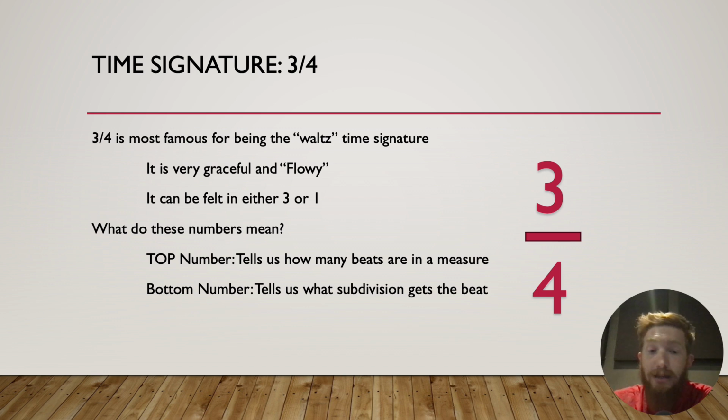But as a reminder, the top number tells us how many beats are in a measure, and the bottom number tells us what subdivision gets that beat. So in the case of 3/4, the quarter note gets the beat. That's what that 4 is telling us. And the 3 is saying there will be 3 quarter notes in one measure. It'll sound like this. 1, 2, 3, 1, 2, 3, 1, 2, 3, 1.